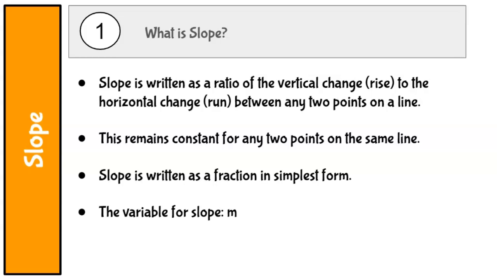This remains constant for any 2 points on the same line. No matter what 2 points you pick, you are going to get the same slope if it is linear. Slope is always written as a fraction in simplest form, and the variable for slope is m. I like to say it's how you move from one point to the other. That's why it's m.